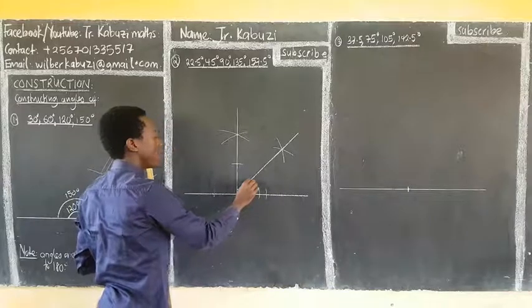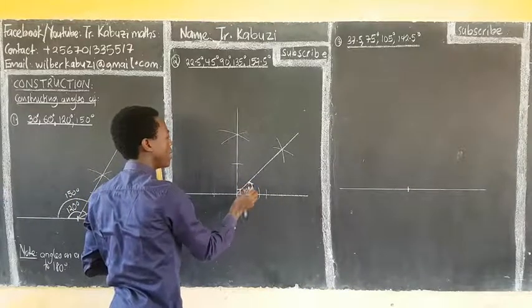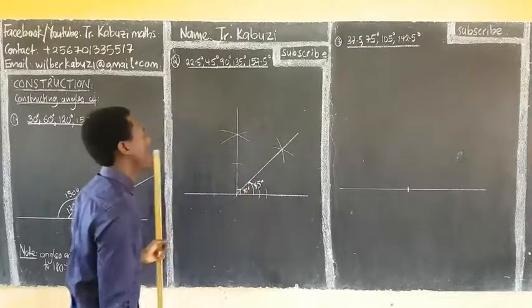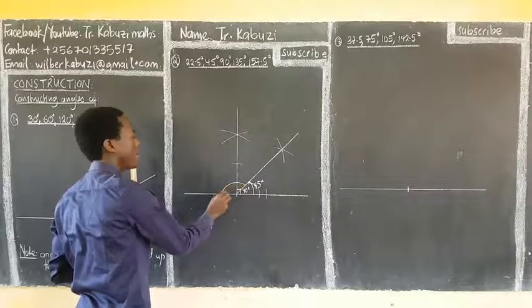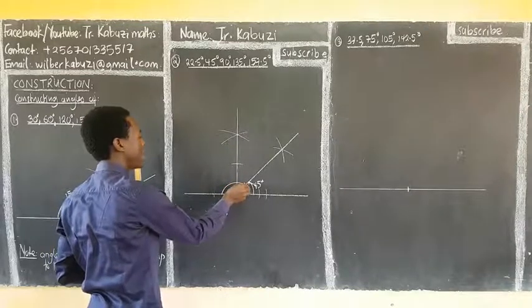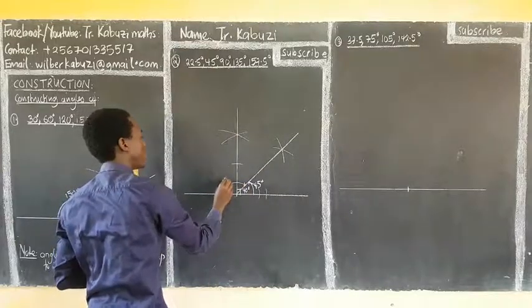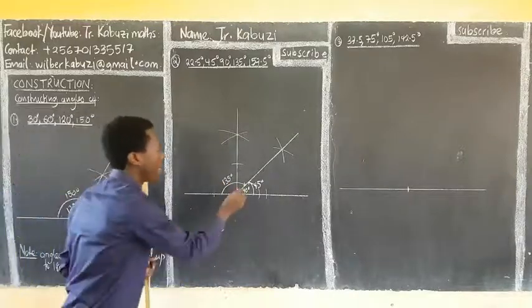Now it means that the whole of this angle from here up to here is going to be 45 degrees. Now, if I have 45 degrees, the balance of 45 from there up to here is going to be the balance, which is 135 degrees. As simple as that. So, that one is done.